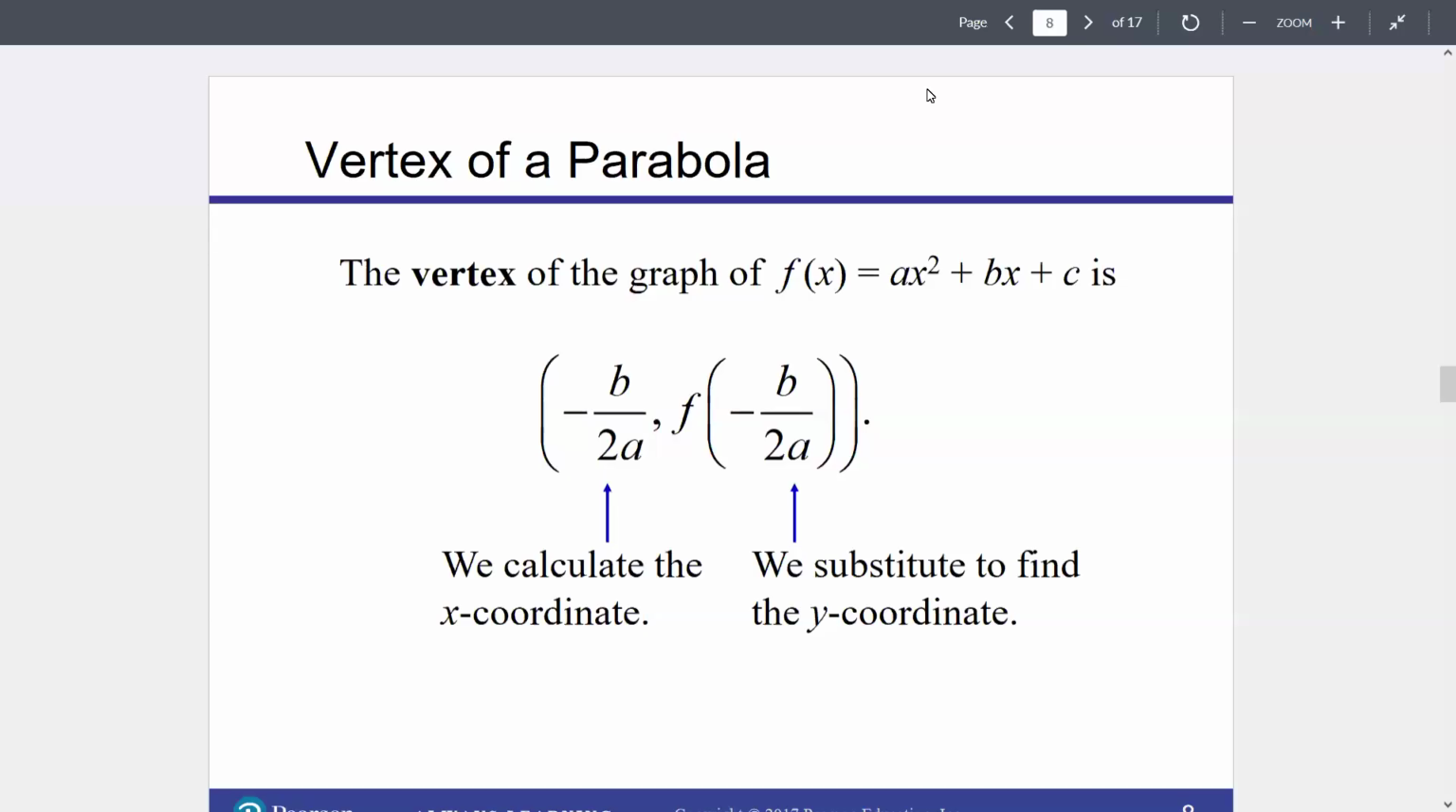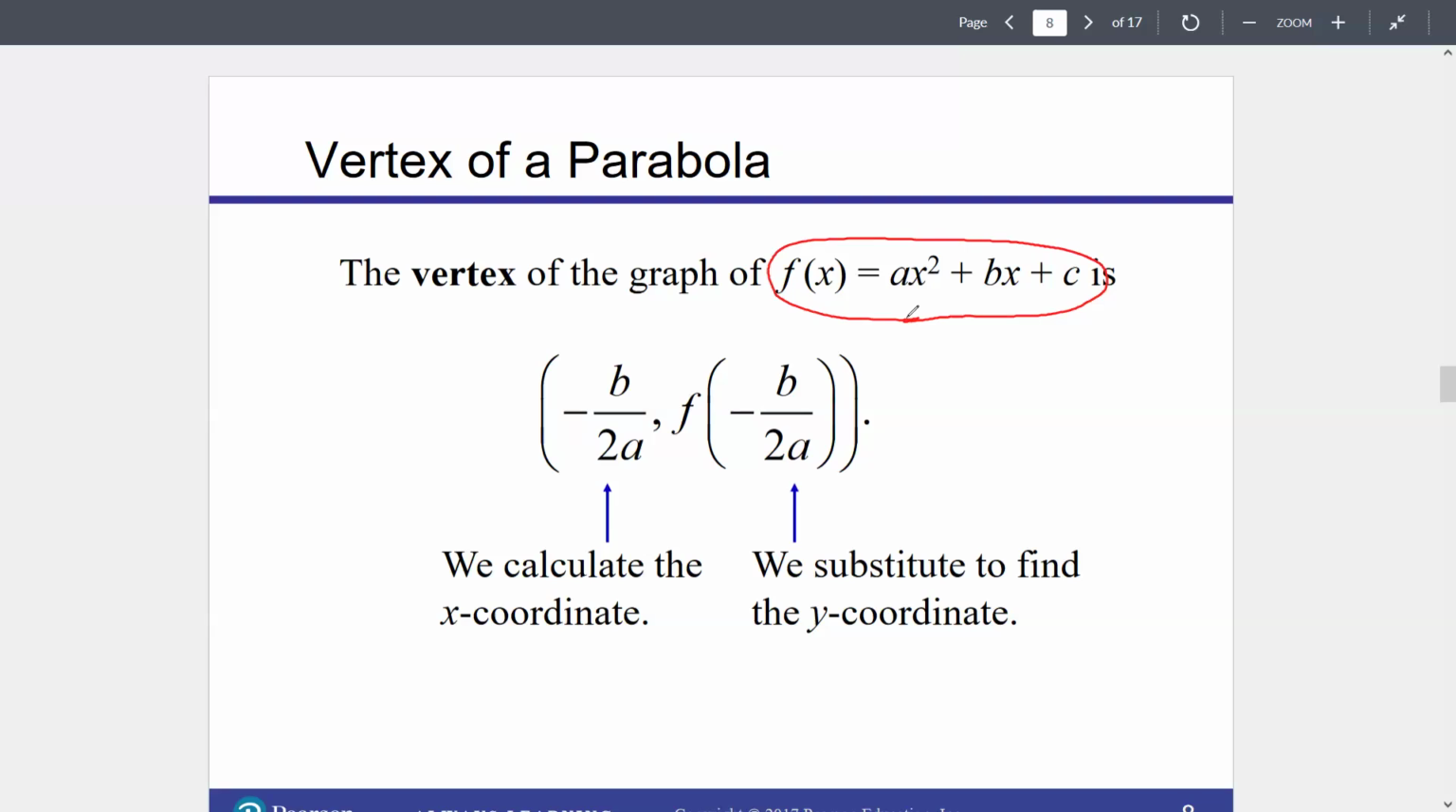Okay, so vertex for a parabola. Like I said, if we did completing the square, this would be a little more obvious where this came from. I already showed you that if I'm in vertex form, it's really easy to go back to standard form. If I'm already in standard form and I want to go to vertex form, I need to know what that vertex is.